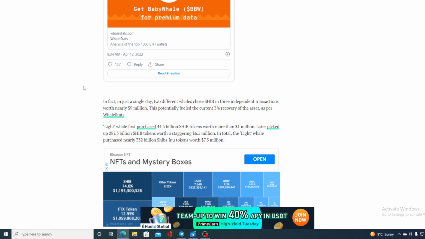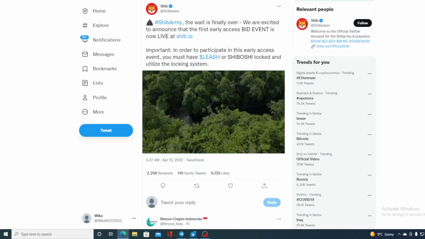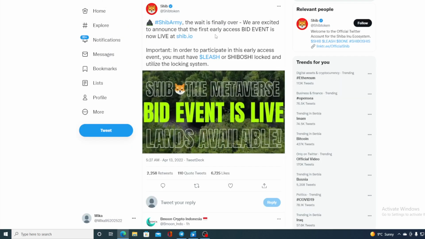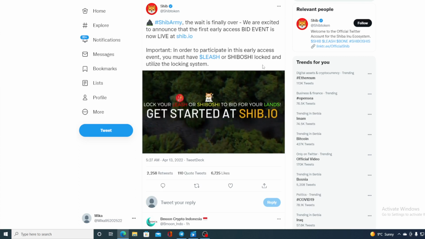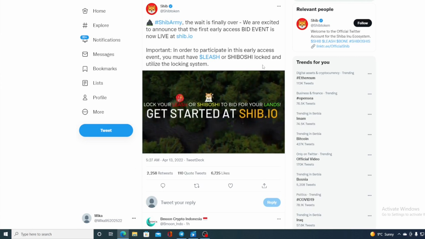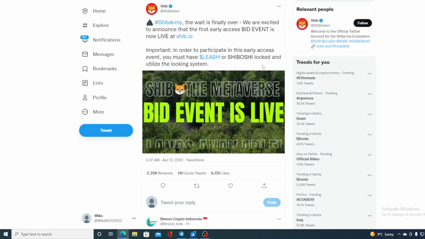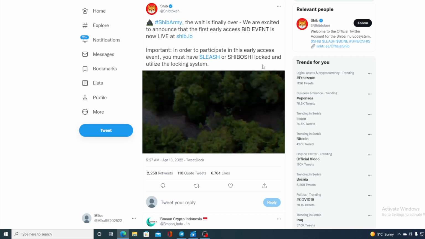And guys, if you notice in this article, they mentioned their metaverse. And take a look at this. SHIB Army, the wait is finally over. We are excited to announce that the first early access bid event is now live on SHIB.io. In order to participate in this early access event, you must have Leash or Shiboshi locked and utilize the locking system. So guys, Shiba Inu Metaverse is alive. The bid event is alive, so get yourself some land there.